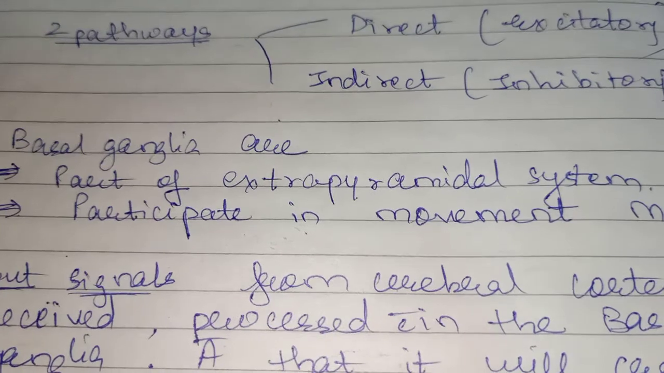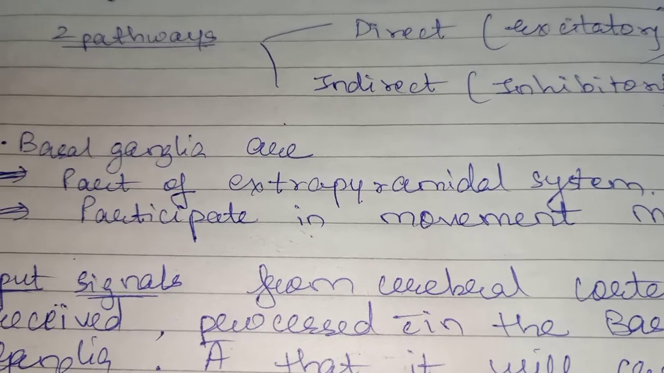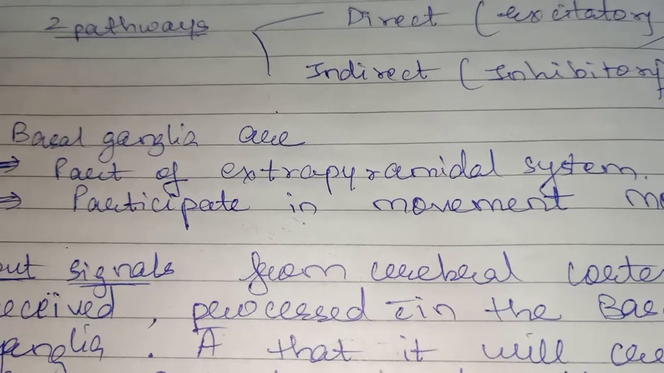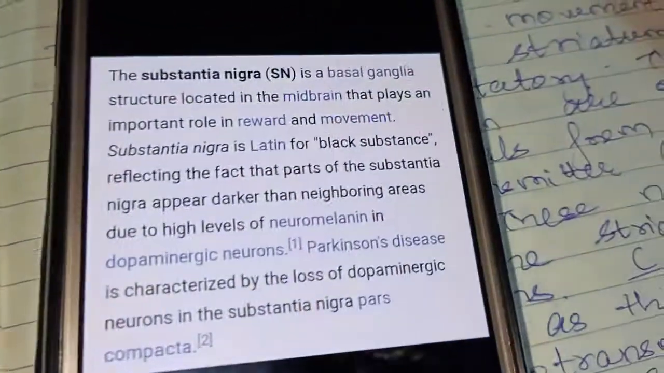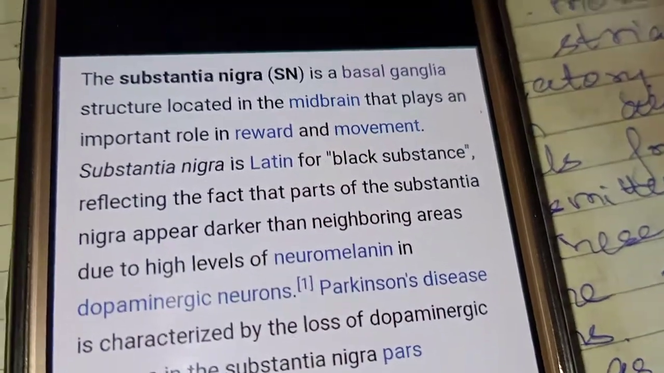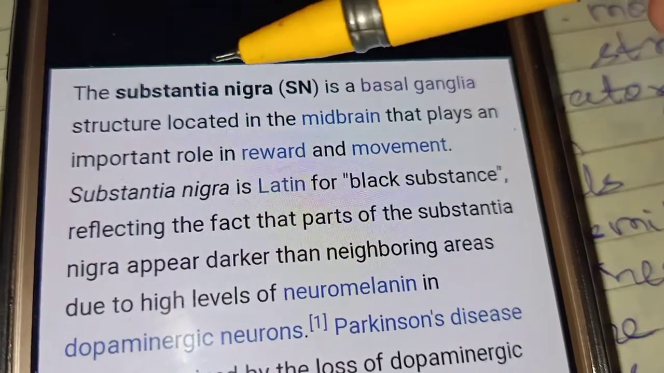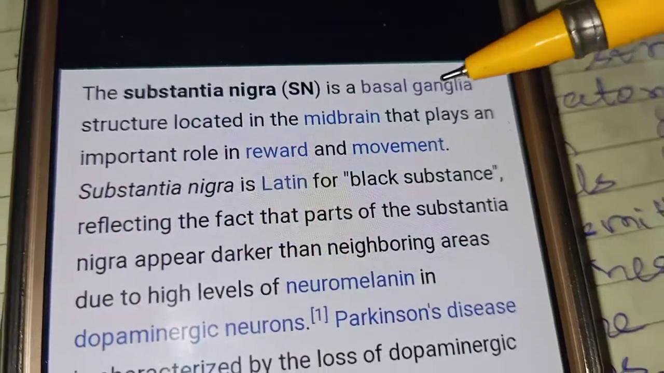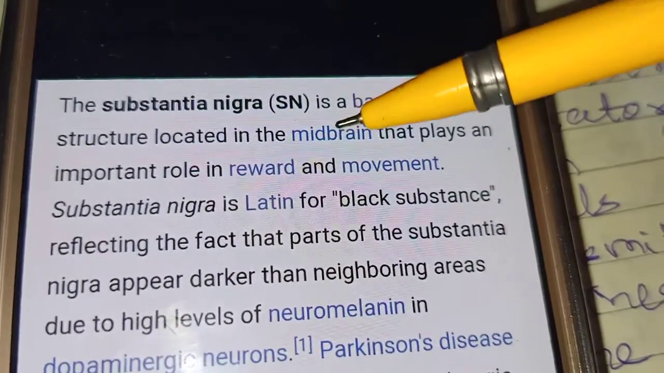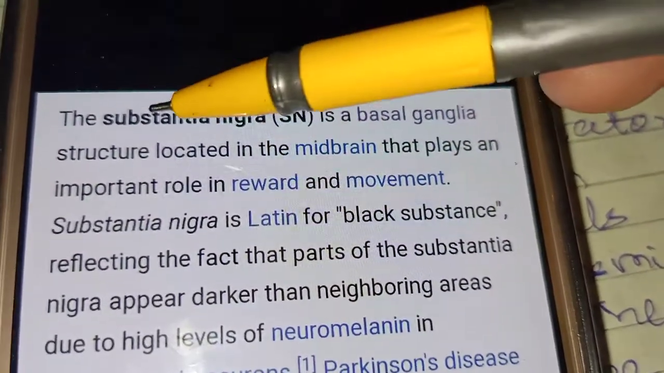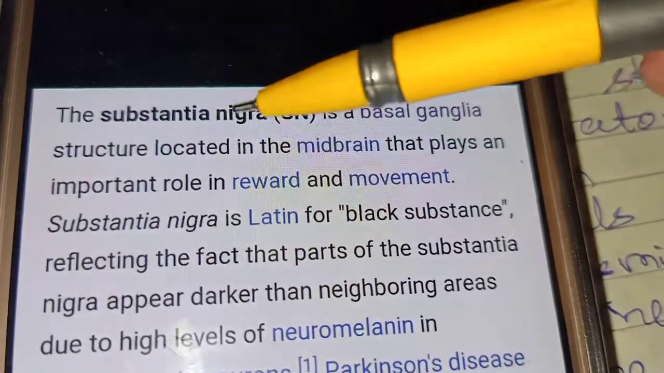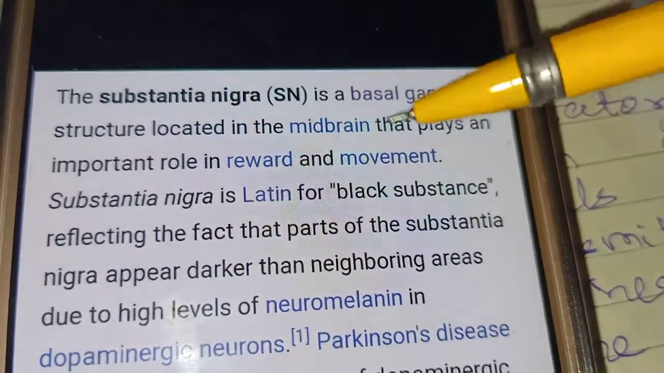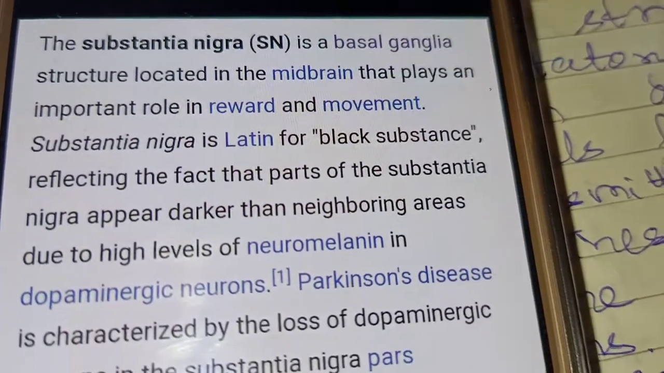Now we'll go to the other part, that is the substantia nigra. What is substantia nigra? Substantia nigra is a basal ganglia structure which is located in the midbrain, and it plays an important role in rewards and movement.